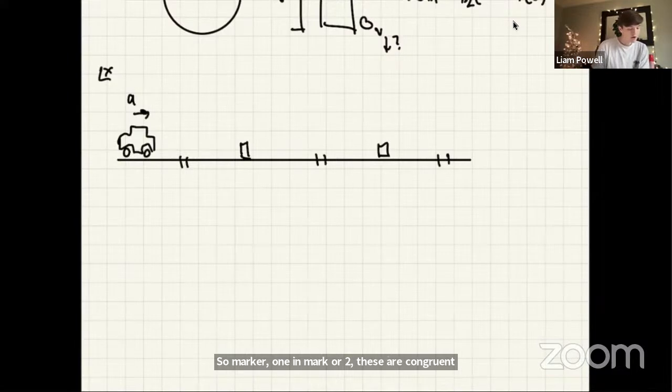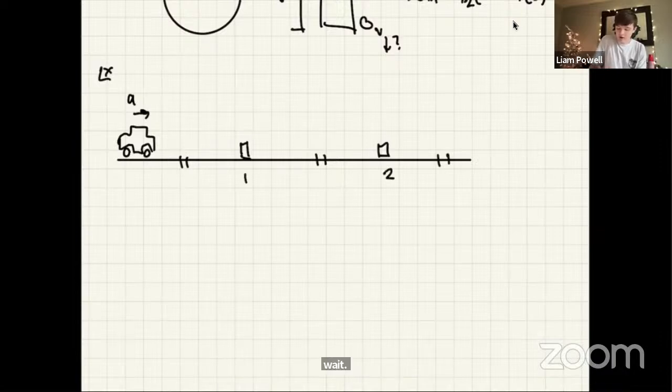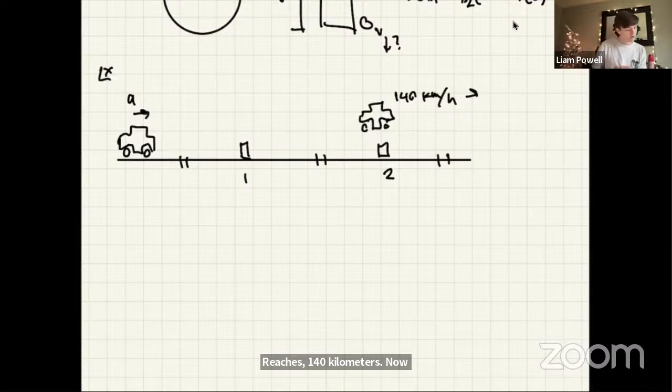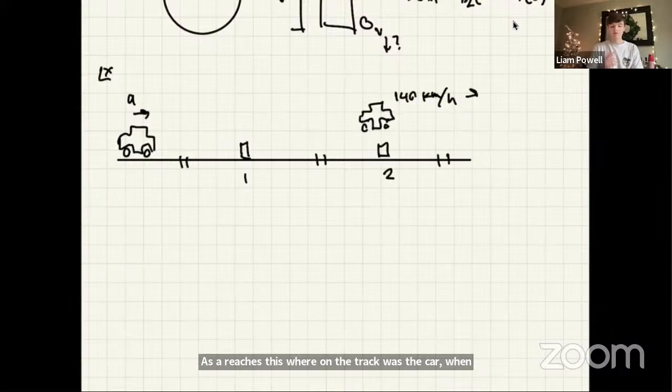So the car reaches a speed of 140 kilometers an hour as it passes marker 2. So 1, 2. The car reaches 140 kilometers an hour as it reaches this. Where on the track was the car when it was traveling half the speed, at 70 kilometers an hour? I'll let you guys think for really quickly.